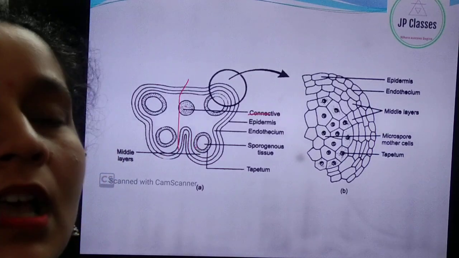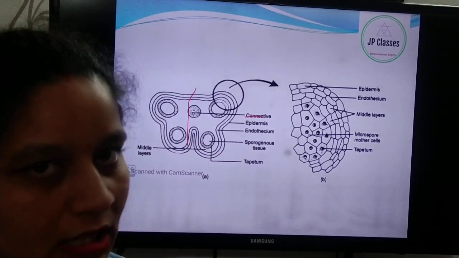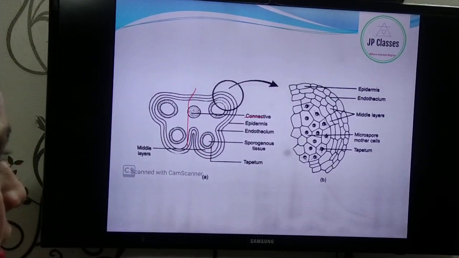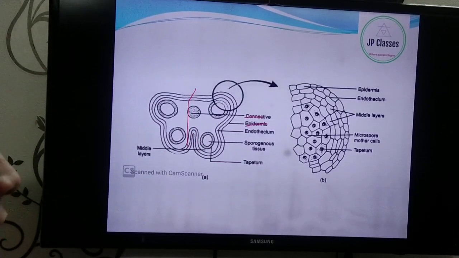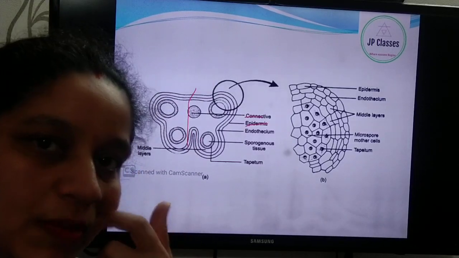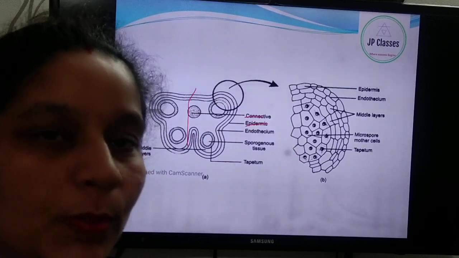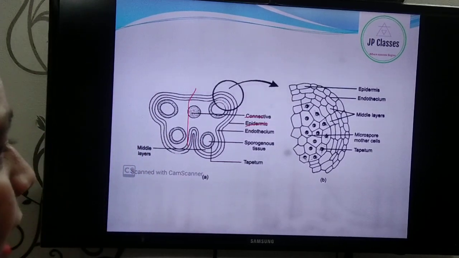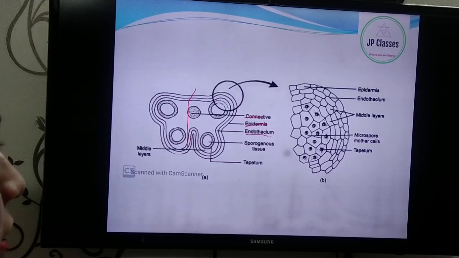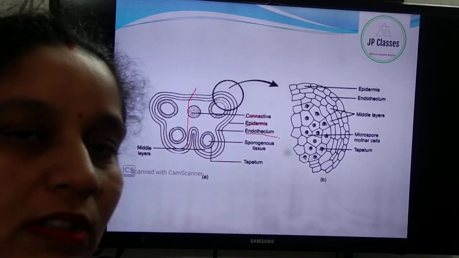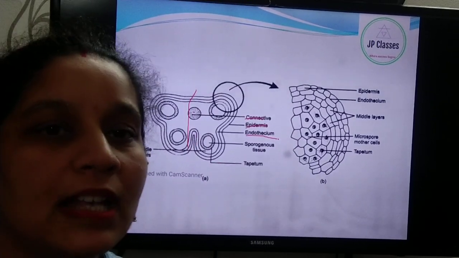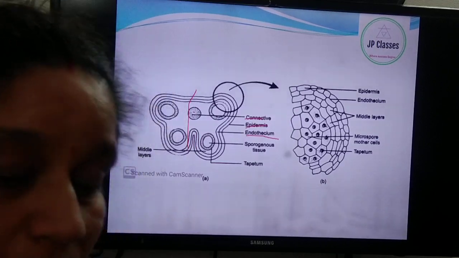Now each anther is surrounded by mainly 4 layers, okay? Starting from the outer one, which is a single layered cell, comprises the epidermis. The outer single layer that you see is what we call the epidermis, which is protective in nature. Inside that, the layer you are seeing is called the endothecium. This is also single layered. It is also protective in nature. Sometimes it is also serving a storage purpose.